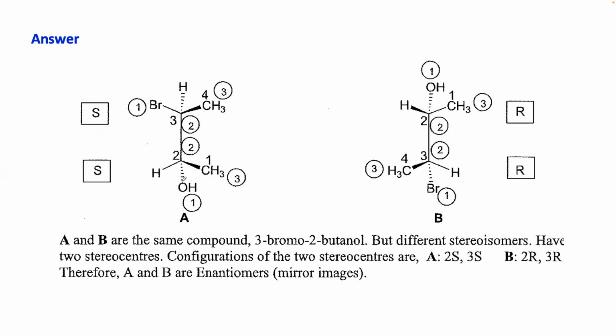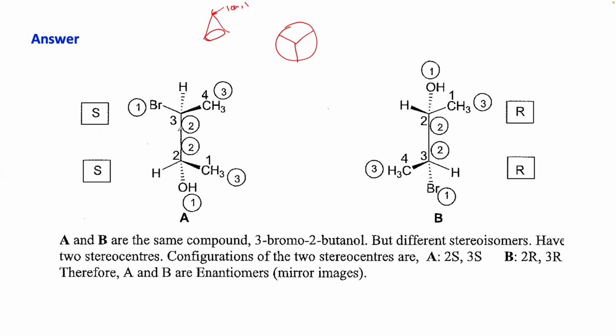So when you determine the R and S for A, it actually turned out to be S and S, because this is 1, 2, 3, and 4. So you hold it away from you. When you hold the least priority group away from you, you can't see it. So this is like the base of a cone. You take a cone, and here the least priority group is here.